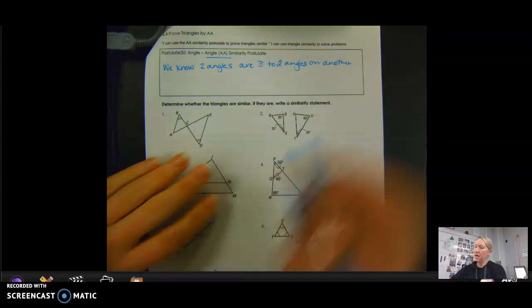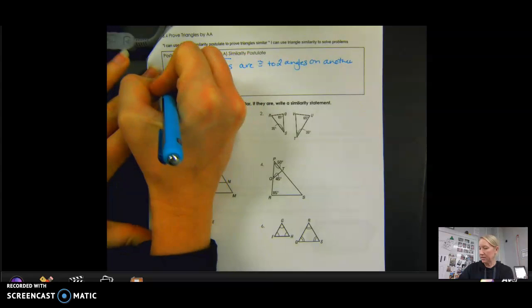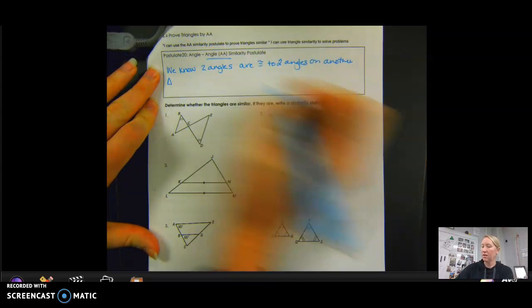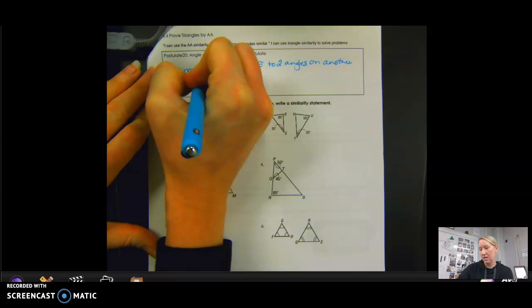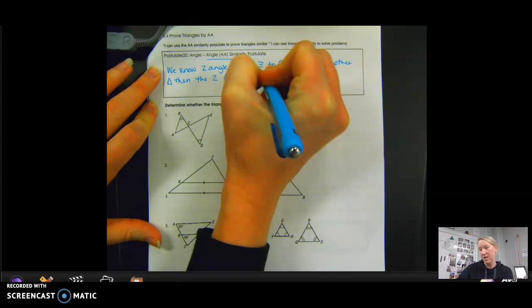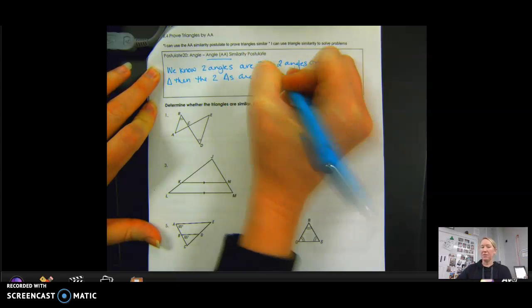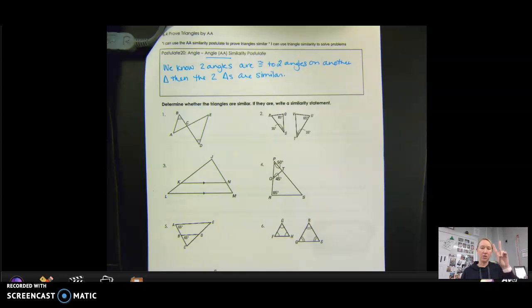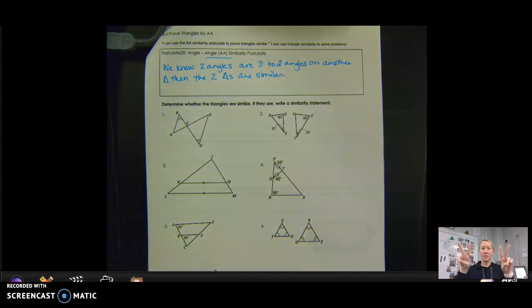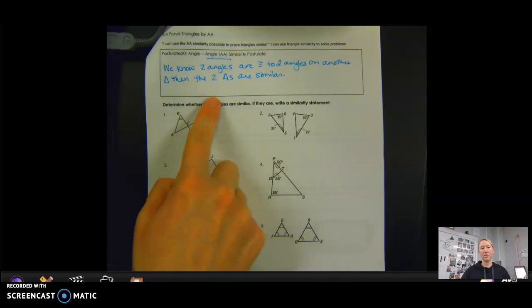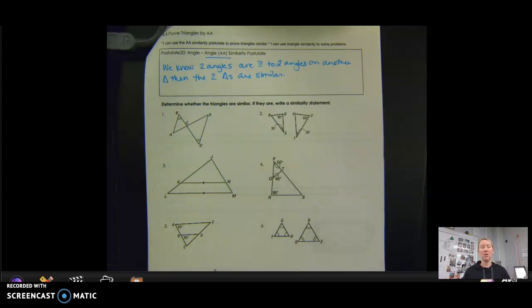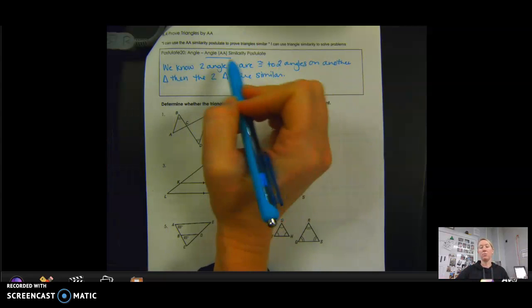Sorry about that, guys. Two angles on another triangle, then the two triangles are similar. Now, we learned, I believe in last unit, that if you know that two angles on this triangle are congruent to two angles on this triangle, by the third angle theorem, we know that the third angle is also congruent. So because we know that two angles are congruent, we actually know three angles are congruent, which makes the two triangles similar, okay? So this is a postulate that will prove similarity.